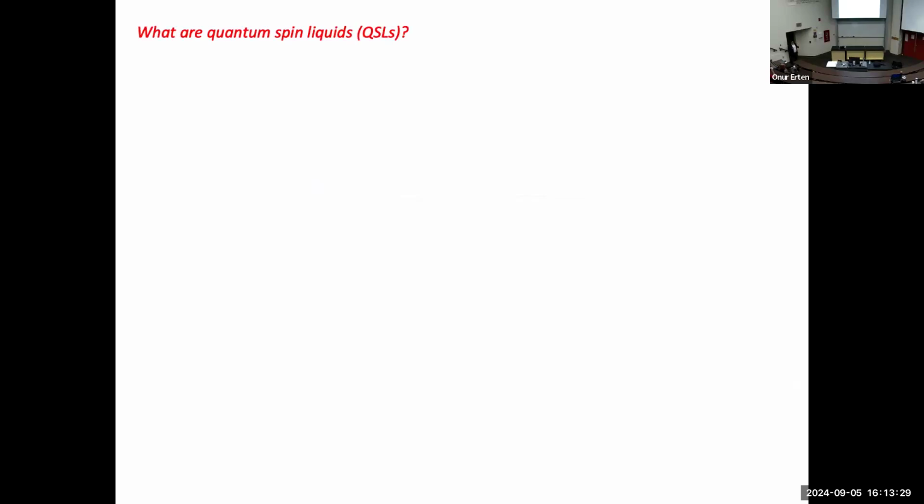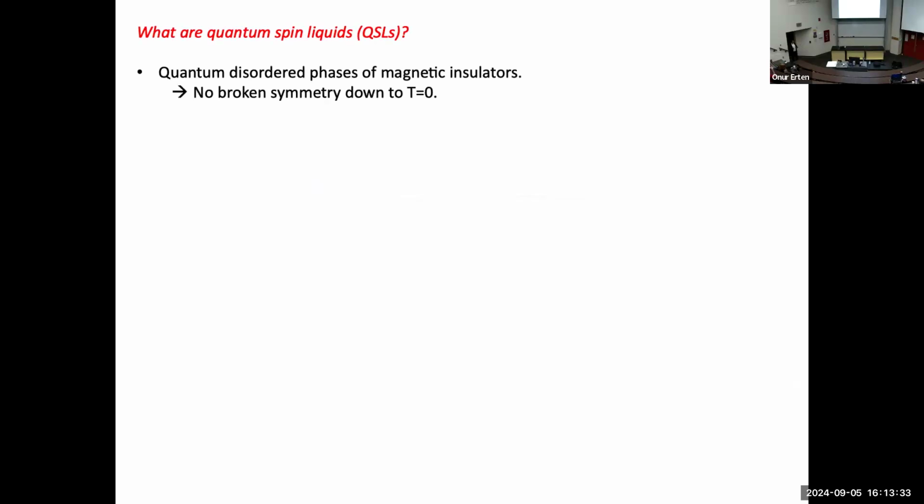So let me tell you what quantum spin liquids are. These are actually the disordered phases of magnetic insulators. So you have local moments that are interacting with each other, but they don't order. This can sound a little bit boring because normally people try to increase the transition temperature to make devices, not decrease it, right? Why would you try to decrease the transition temperature?